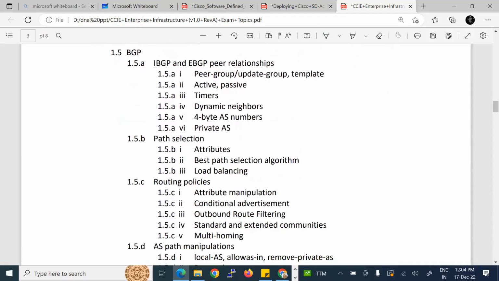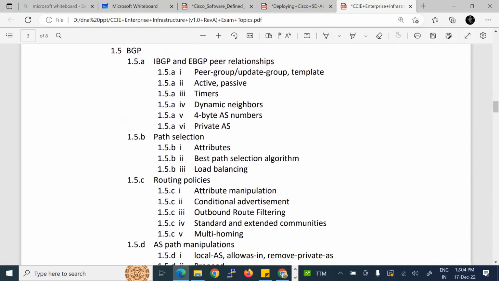Then BGP. Now BGP is very important for CCIE lab. And I think BGP is not much covered in CCNP. In CCNP, we have a very basic introduction of BGP, Border Gateway Protocol.